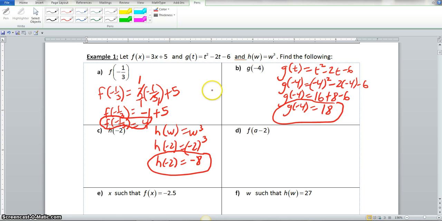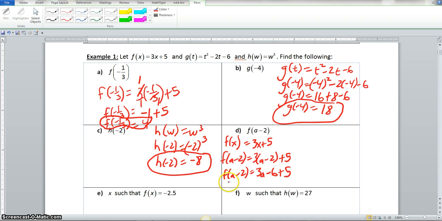Now we come here to D. We're still taking this f formula here. So we will have f of x is equal to 3x plus 5. Now we're going to substitute in a minus 2 wherever x is. So we have f of a minus 2 is equal to 3 times a minus 2 plus 5. So we have f of a minus 2 is equal to 3a minus 6 plus 5. Negative 6 plus 5 will give us a minus 1. So f of a minus 2 is equal to 3a minus 1, and this is our final answer. We can't do anything else with it.